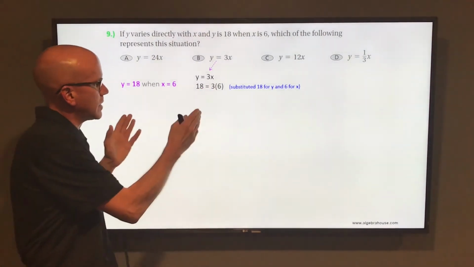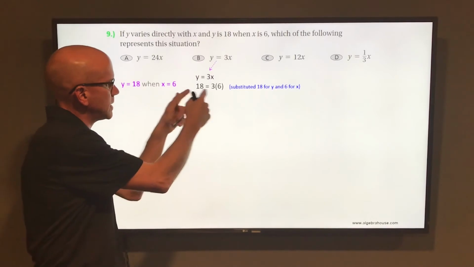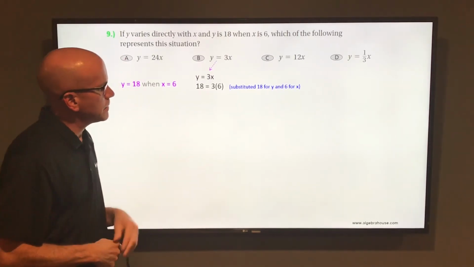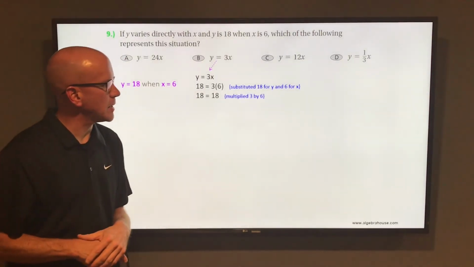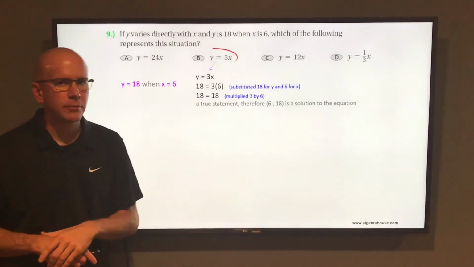If you want to check that to be sure, put 18 in for y, 6 in for x. It's going to be 18 equals 18. That's a true statement, so that does work. Letter B is the correct answer.